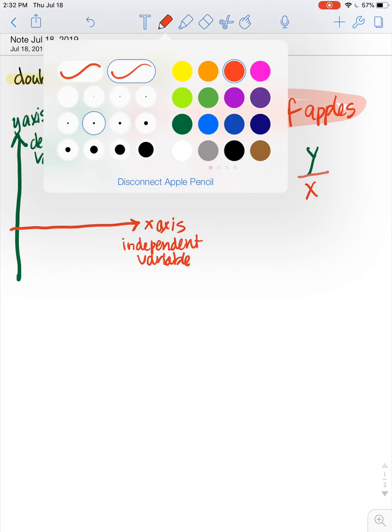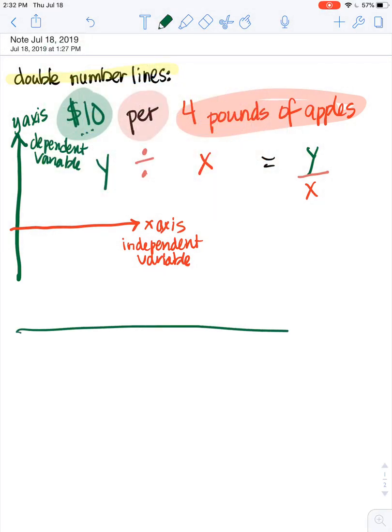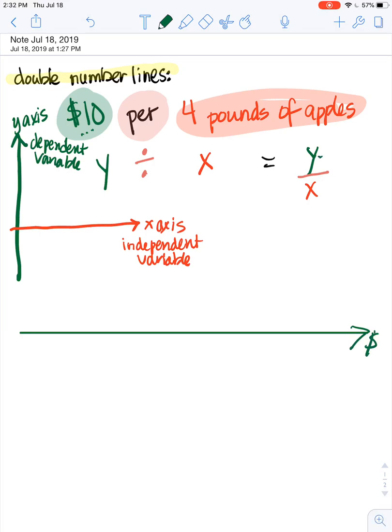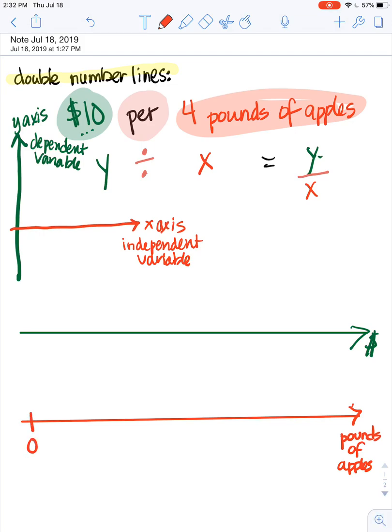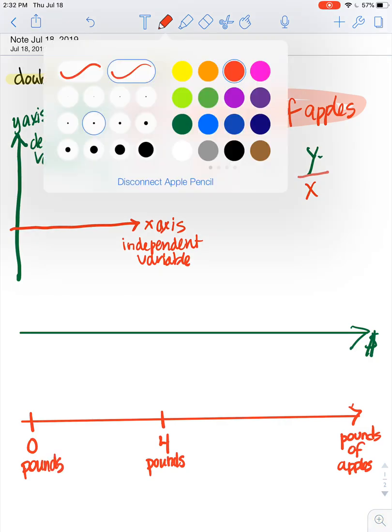Okay, all of that out of the way, double number line. I'm going to draw my Y on top, because it is on top, and this is going to represent all my money. Then I'm going to draw my X on the bottom, because it is on the bottom, and that's going to represent my pounds of apples. I actually know 4 numbers, even though I'm only given 2. I know we could have 0 pounds of apples, and I know we could have 4 pounds of apples. I'll write pounds, so we remember these are the pounds. It's always good to write your units.